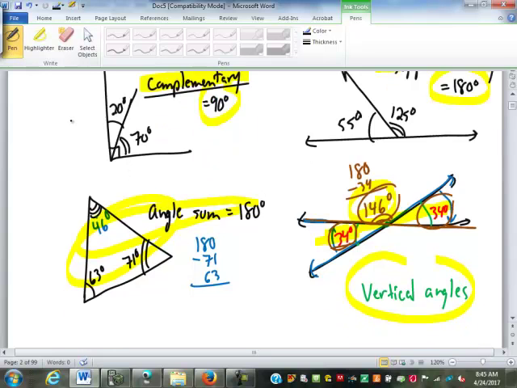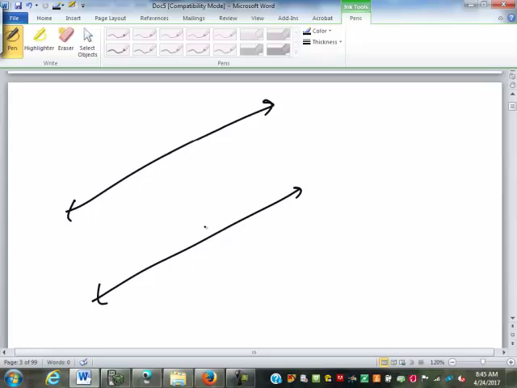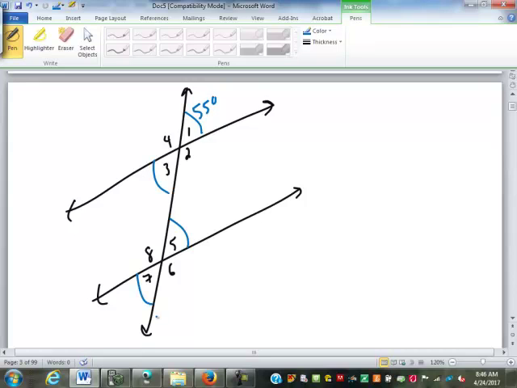Then the fifth case is if we have parallel lines cut by a transversal. There are 8 angles formed here. But there's only 2 different measurements, 2 different angles. If I know that this angle here is 55 degrees, those other 3 have to also be 55 degrees.